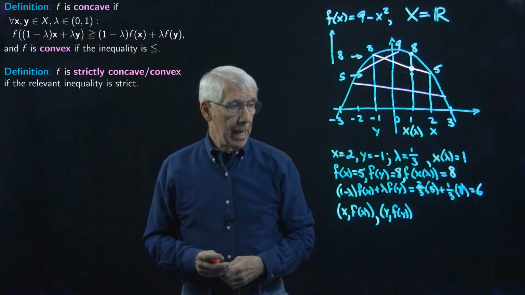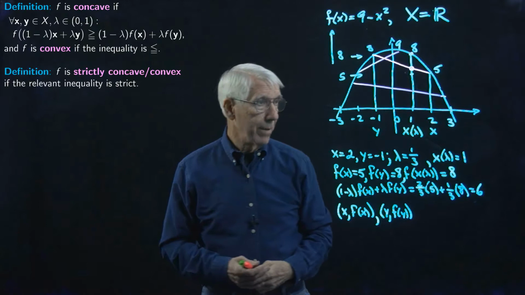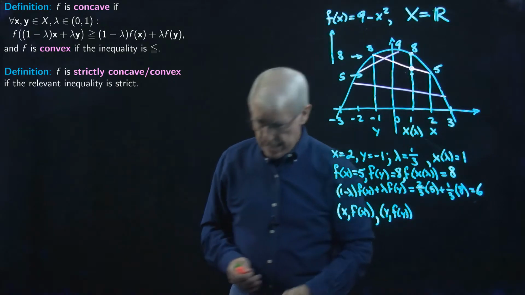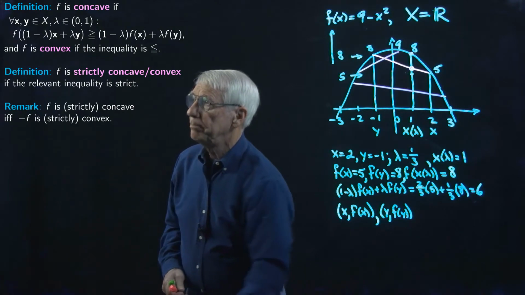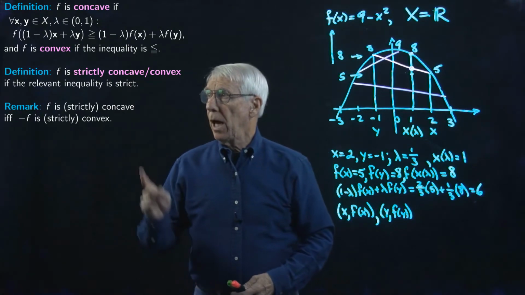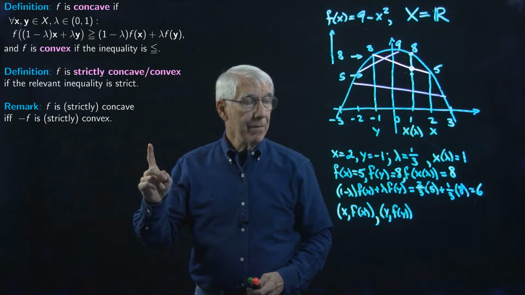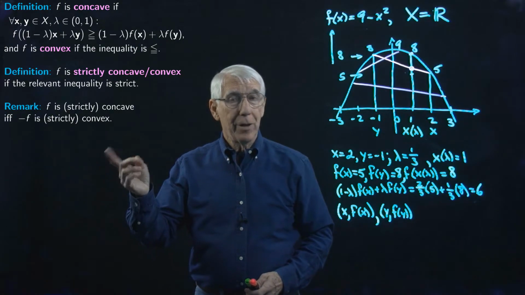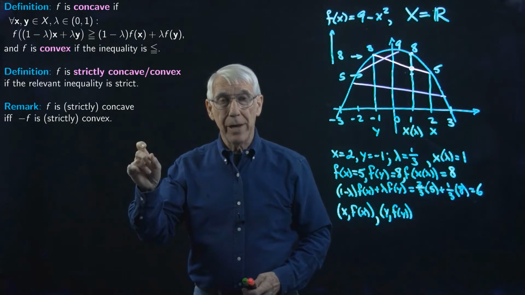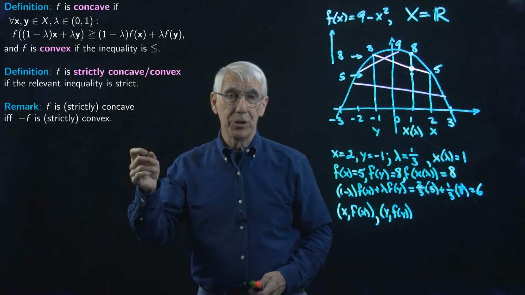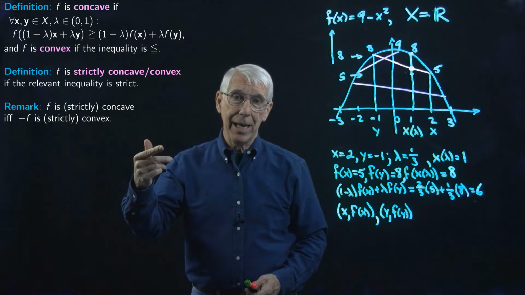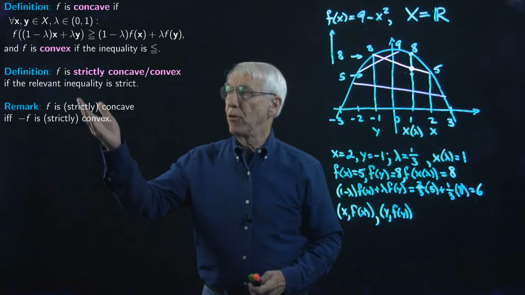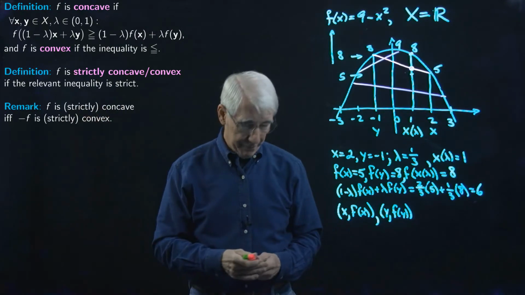Let's note one more thing here, and that is that a function is concave exactly if the negative of the function is convex. Or you could say it vice versa. You could say a function's convex if it's the negative of a concave function, and the same for being strictly concave and strictly convex.